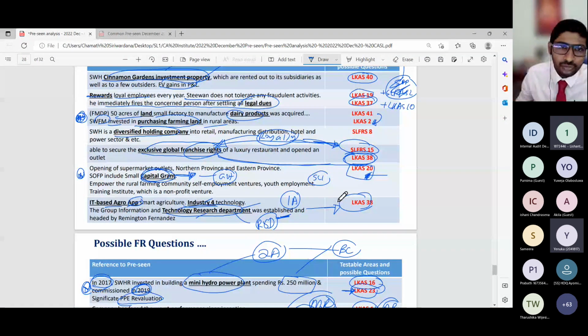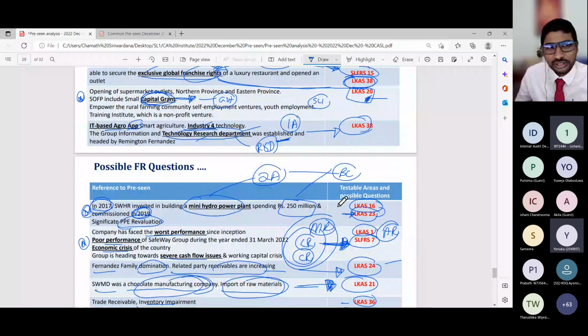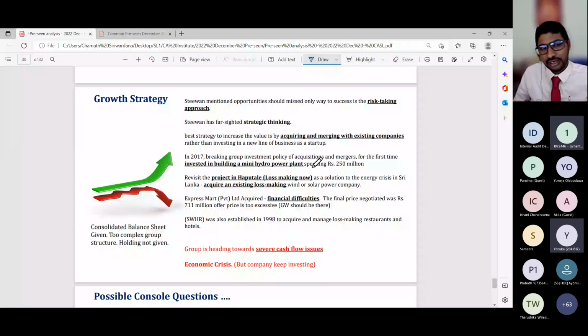Okay. Now, I am going to discuss what kind of consolidation question might come. Before moving to the consolidation question, we will discuss their growth, what they are into, and what their plans are.